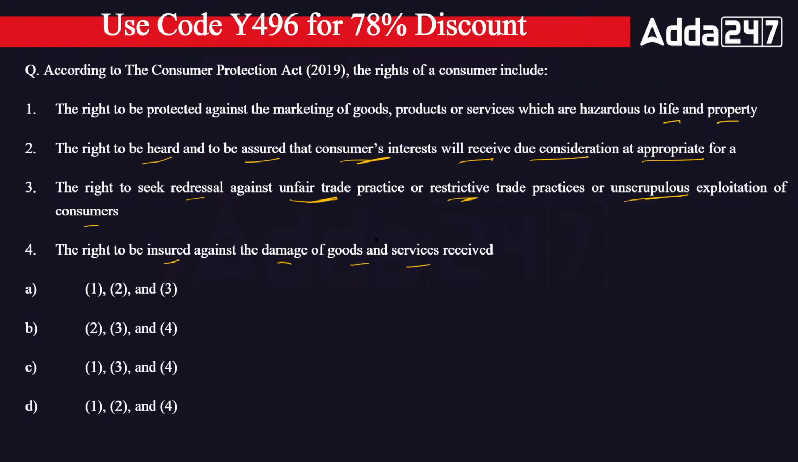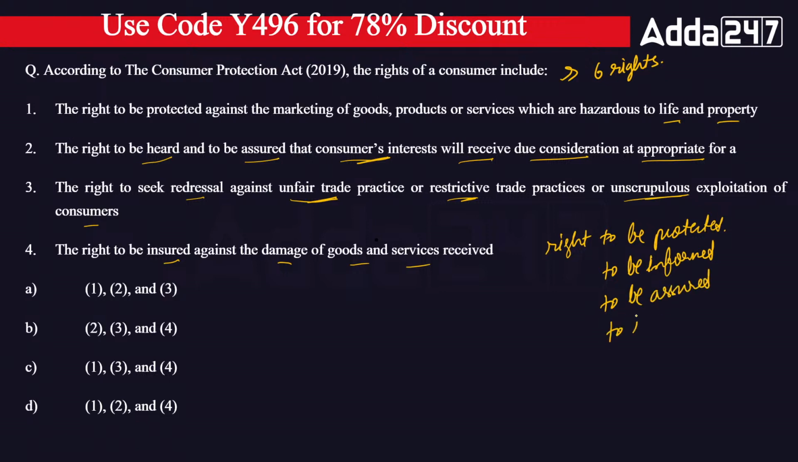Let me know which of the following, according to you, is a correct statement. If we talk about the Consumer Protection Act, it provides 6 rights in total, which include the right to be protected, the right to be informed, the right to be assured, the right to be heard, the right to seek redressal, and the right to consumer awareness. So these are the 6 rights provided by the Consumer Protection Act.